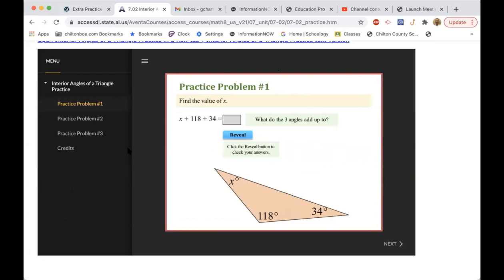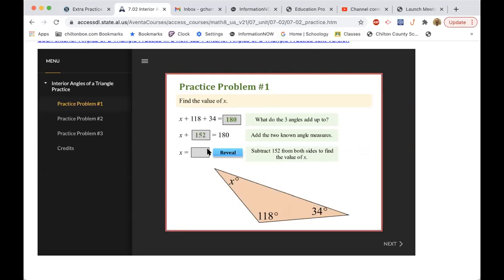So for the examples here, they're going to use an equation to find the missing angle measure. So they added all three angles, x plus 118 plus 34 equals. It says, what do the three angles add up to? Well, we should know all three angles of a triangle always equal 180 degrees. Now, when we solve this equation, the first thing we do is combine like terms. 118 plus 34 equals 152. Then we subtract 152 from both sides, and 180 minus 152 equals 28. So the missing angle measure right here is 28 degrees.